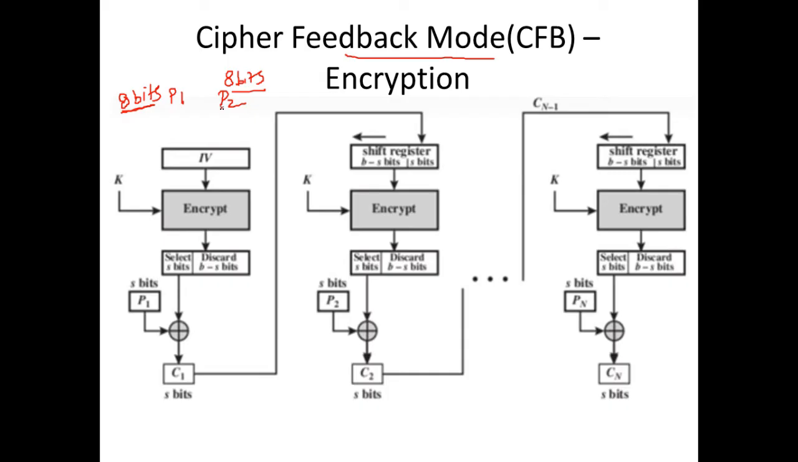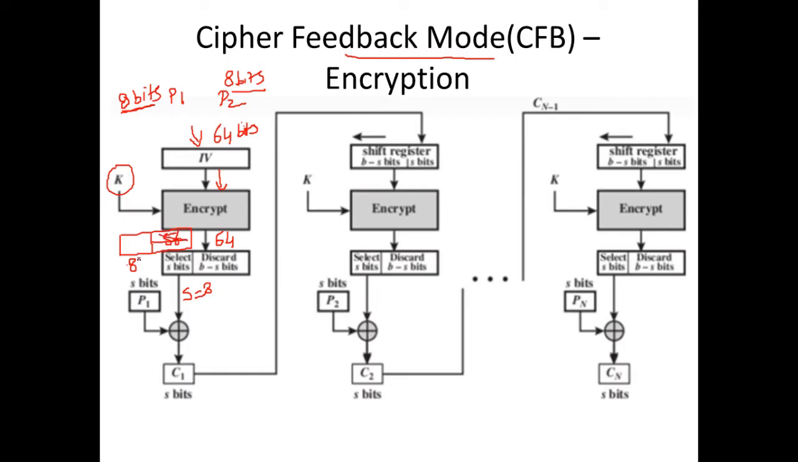So the process starts like this. Say we have an initialization vector. This vector can be any number, say it is 64 bits in length. We feed that to our encryption algorithm with a key, and then we encrypt it. We get 64 bits as the output. In these 64 bits, let's say we take the first S bits, say S is equal to 8. So we take the first 8 bits and we discard the remaining 56 bits.